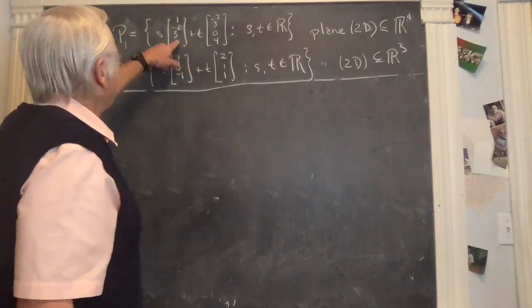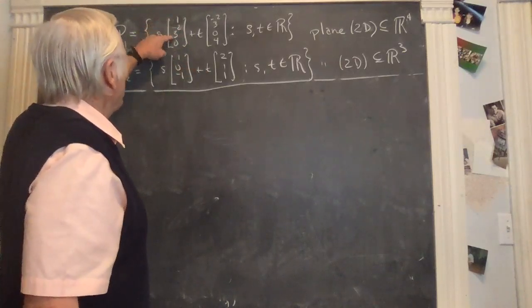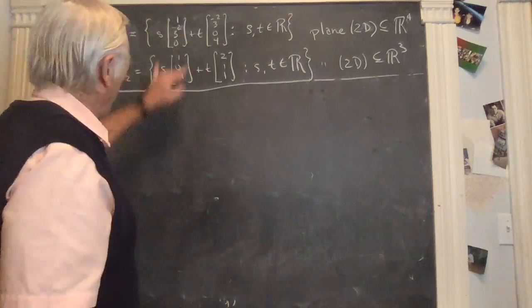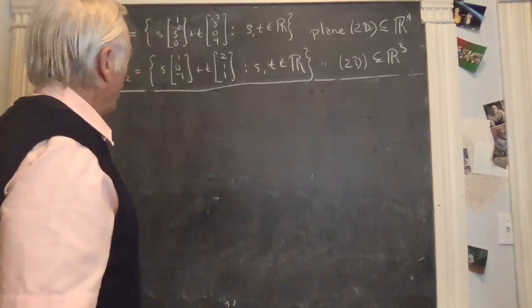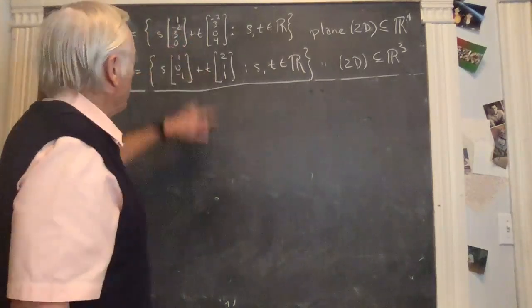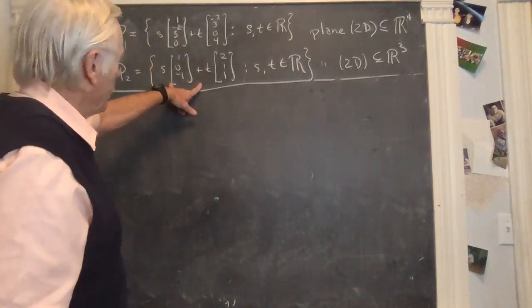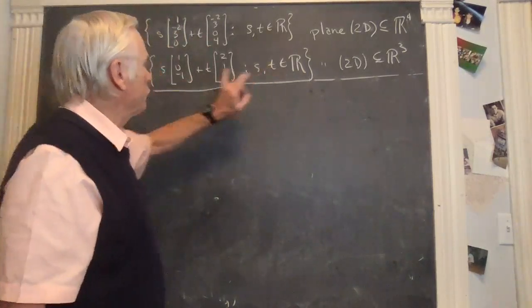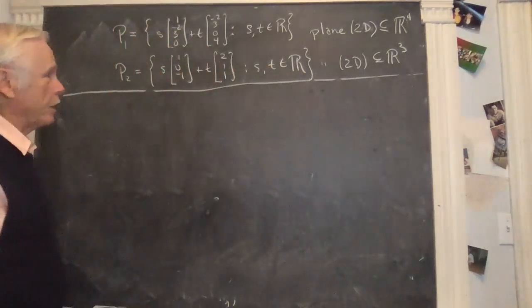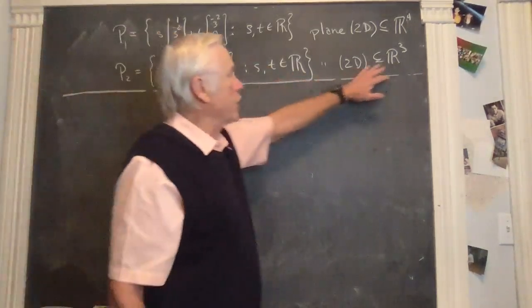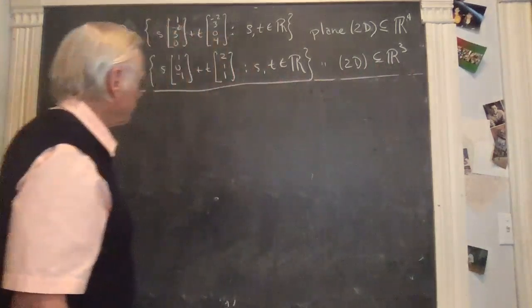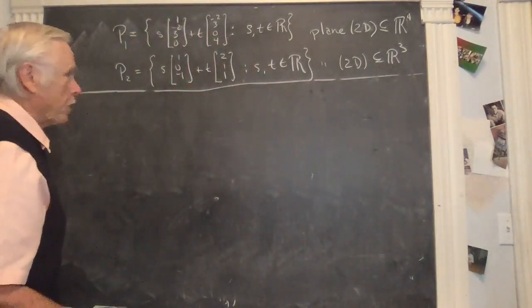The first one is in 4-dimensional space because these vectors are in 4-dimensional space. This is a linear combination of 2 linearly independent vectors. They're not multiples of each other. The second one is also all linear combinations, free variables, of linearly independent vectors. So this is also a plane, but this one lies in 3 space. So we can do some problems with these.